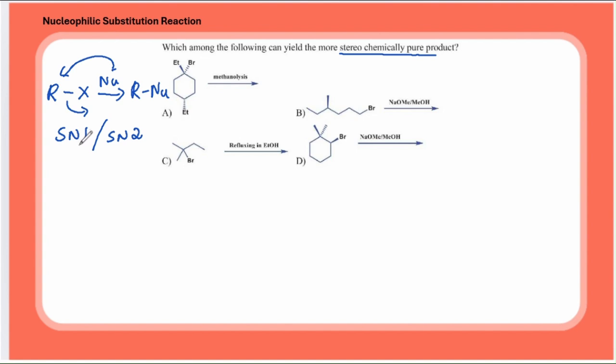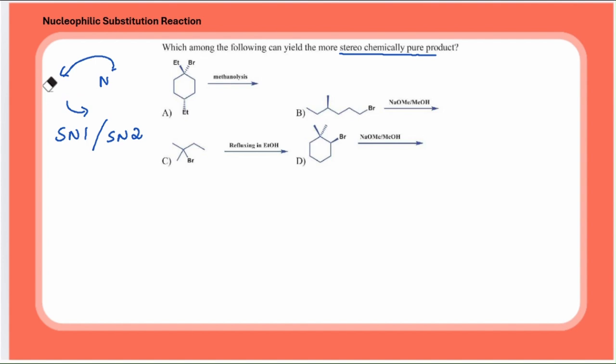In SN1, if the reaction is happening at the chiral carbon, we know that we are going to get enantiomers, a mixture of products. That means it is not stereochemically pure, right? If it is SN2, there is an inversion of configuration, right? Then it can be a stereochemically pure product. Let's analyze the first reaction.